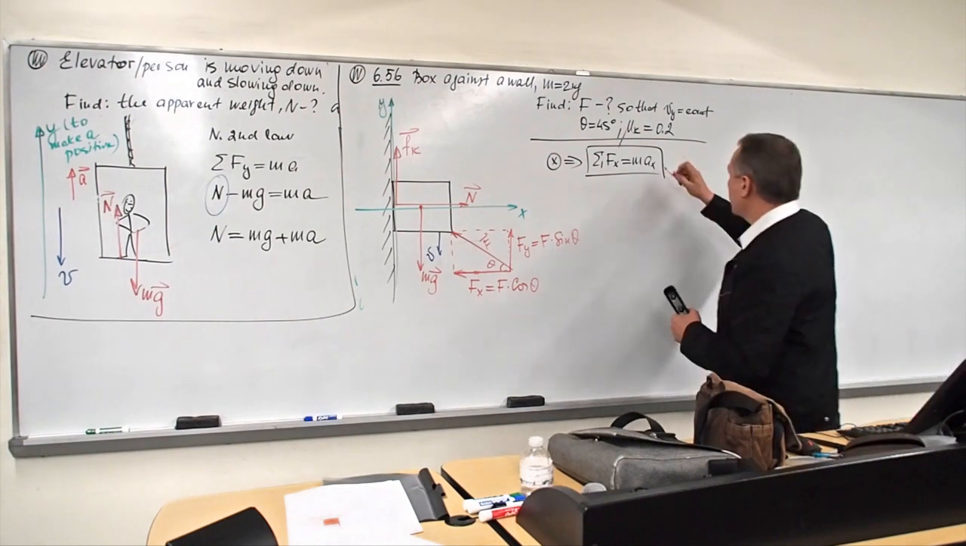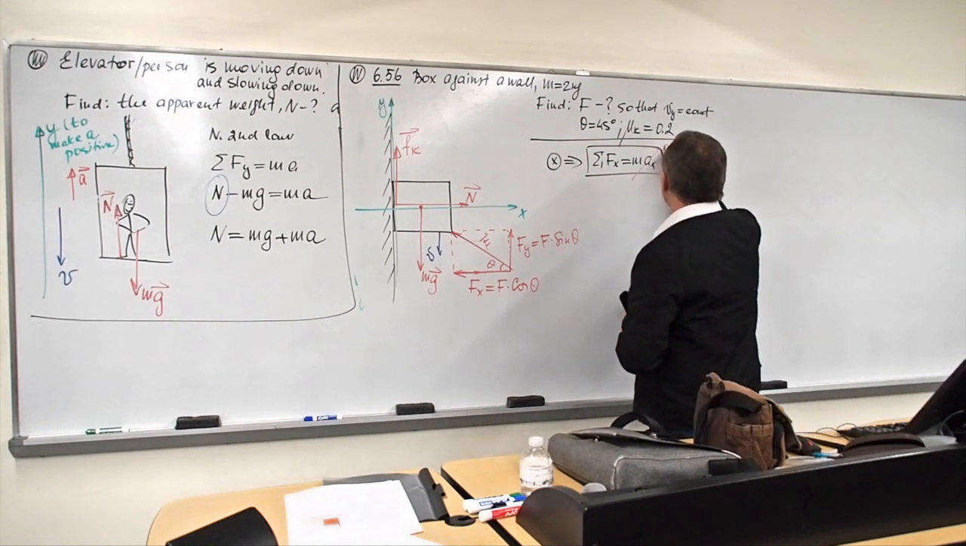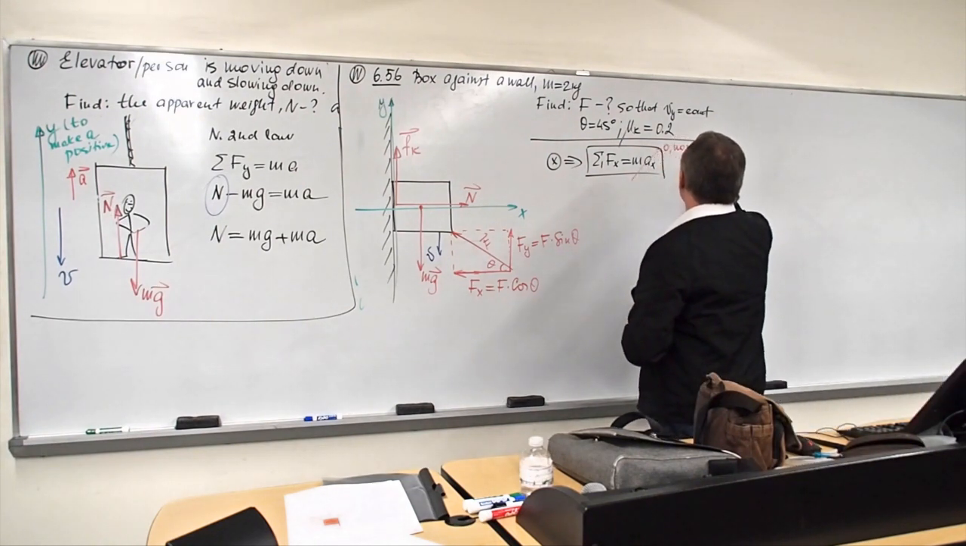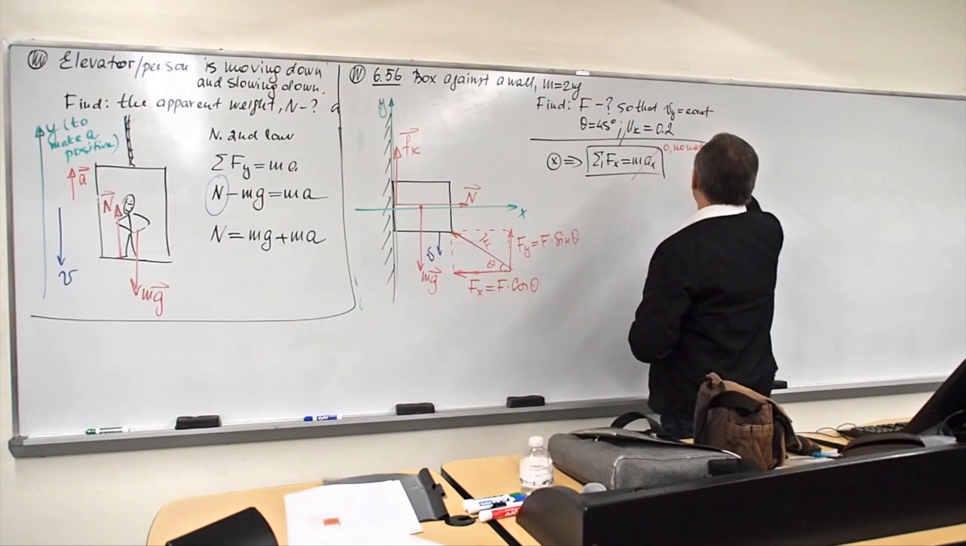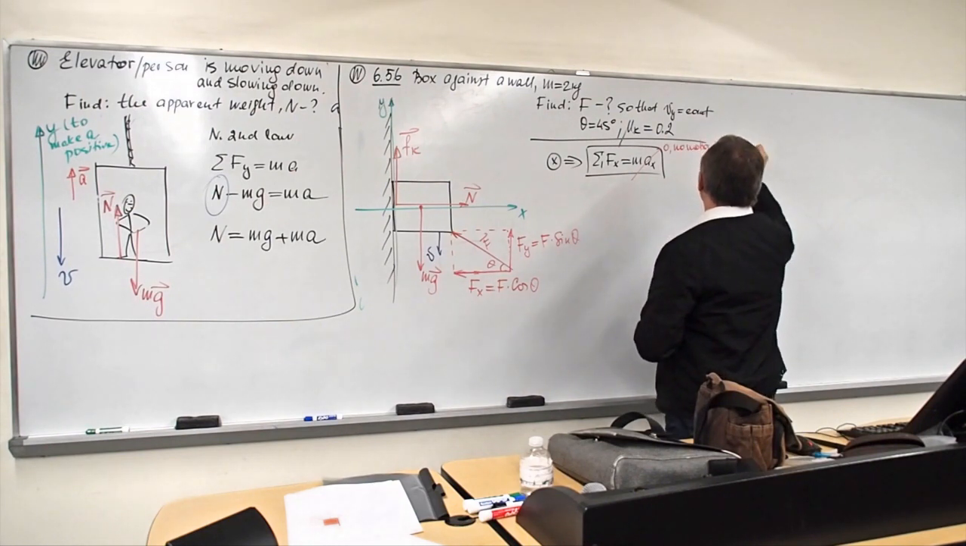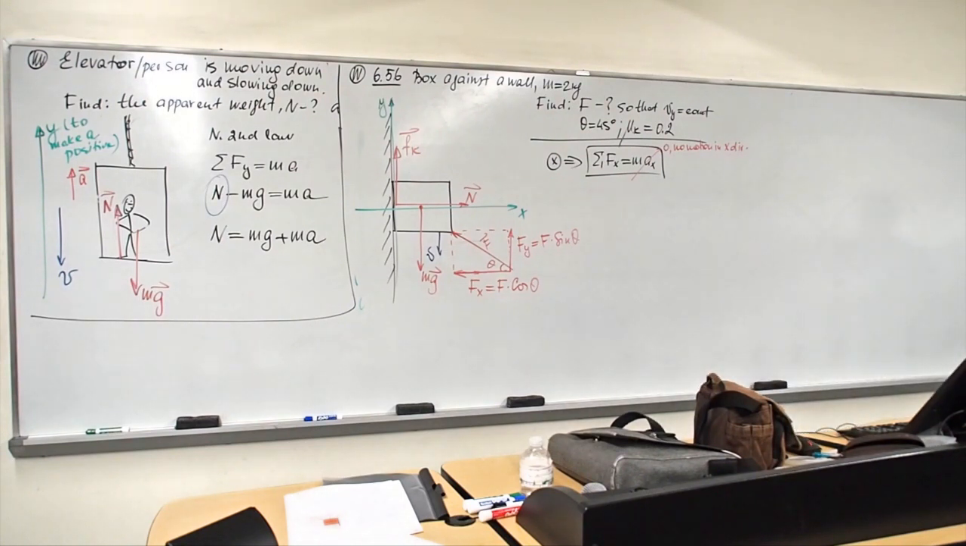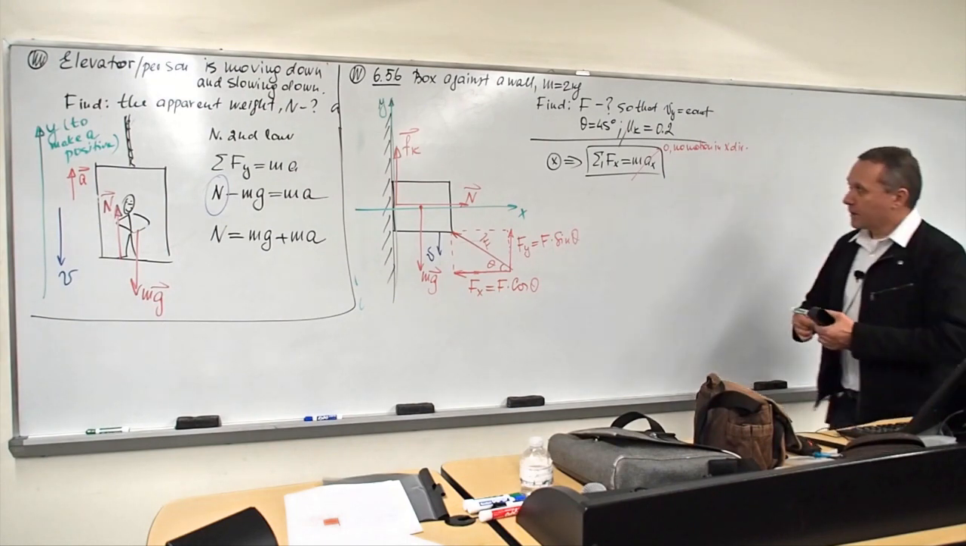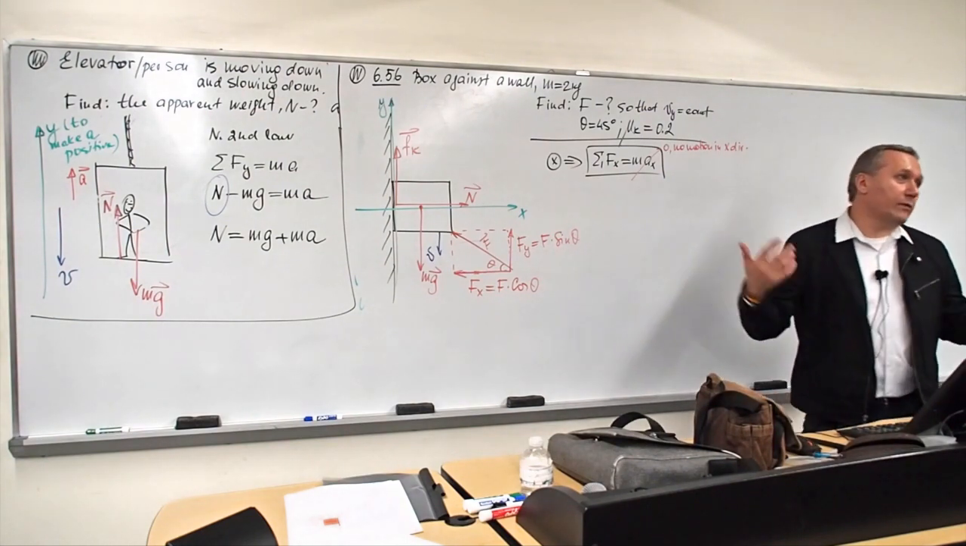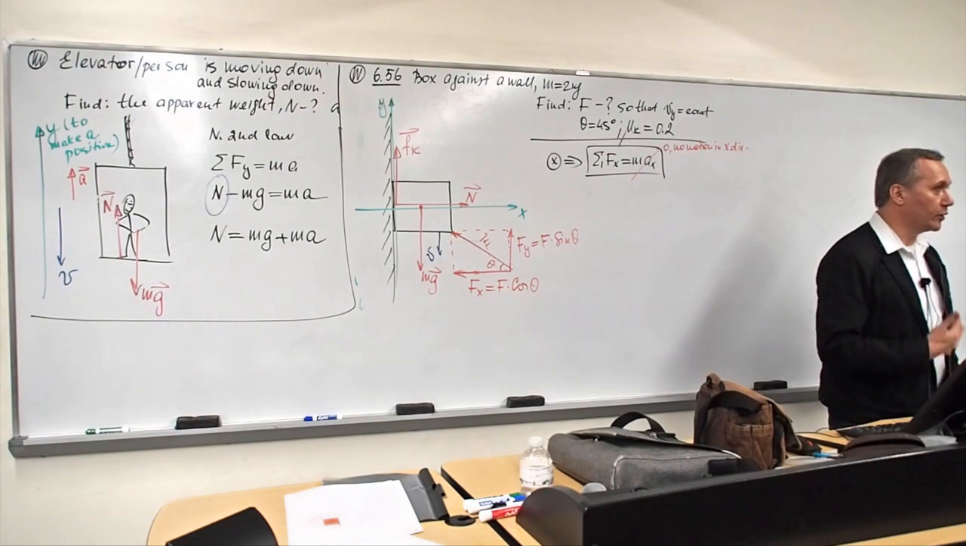No motion in the x direction. That's why it is 0, because there is no motion. We observe it, and we apply what we observe, because if we don't apply this, we will never be able to find the normal force. We need to apply something.